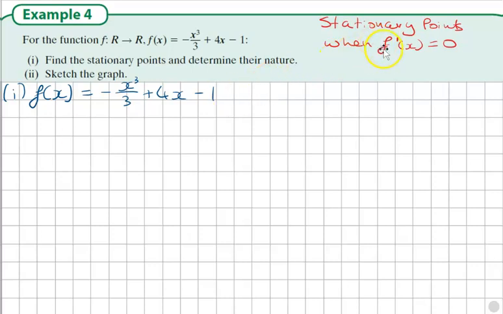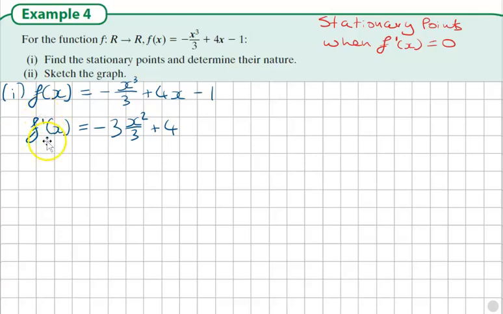Stationary points are when the derivative is equal to 0. So the derivative is from calculus, so we may not have covered calculus yet, but it links in very closely with functions. So the derivative is going to be minus 3 times x squared over 3 plus 4.